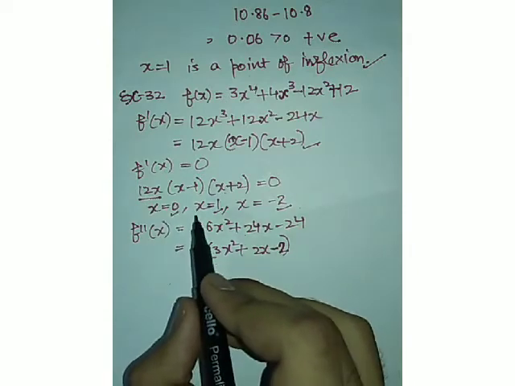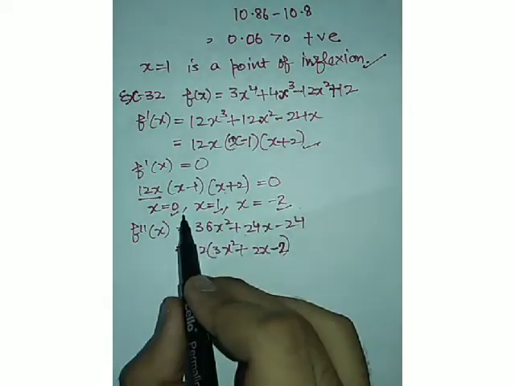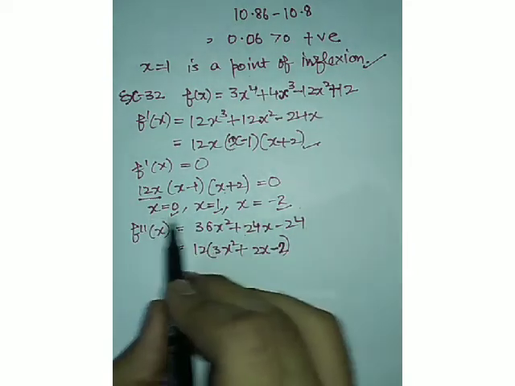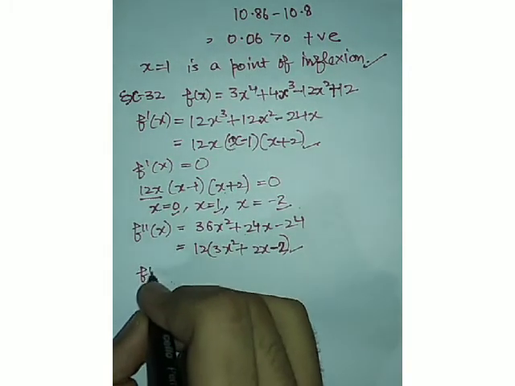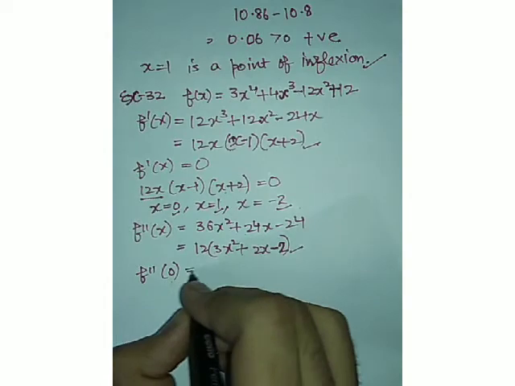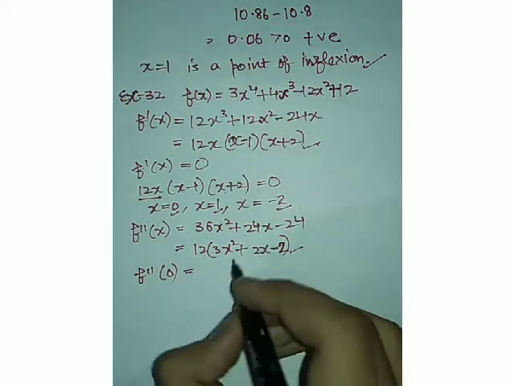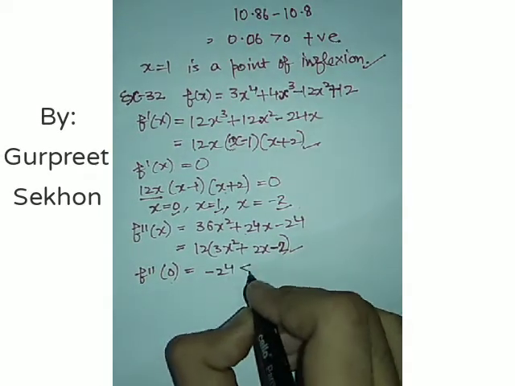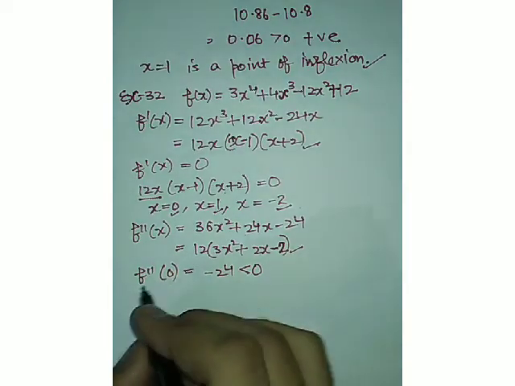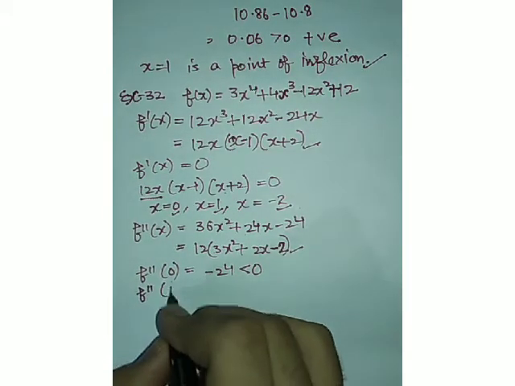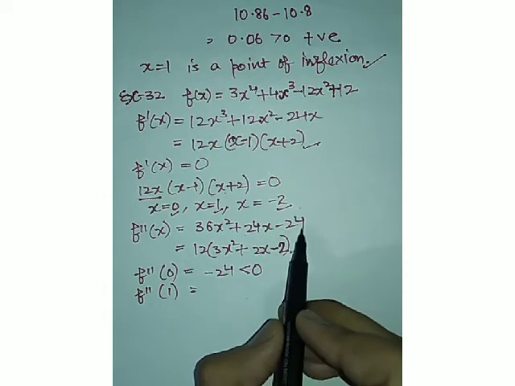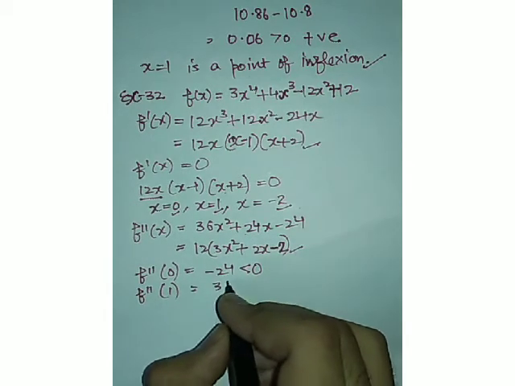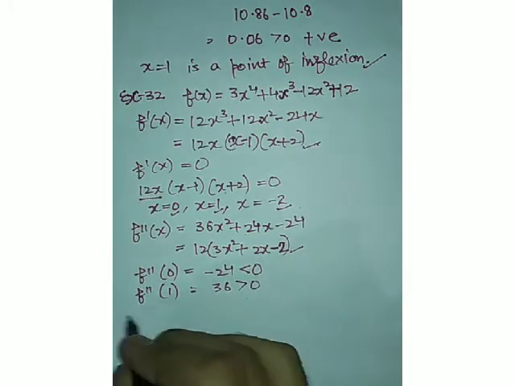Now you have x equals 0. You have to check the value of these critical points in f double dash x. When you put x equals 0, you will get minus 24, that is less than 0. Clear? When you put 1, what will you get? 36 plus 24 minus 24, it means 36, which is greater than 0.